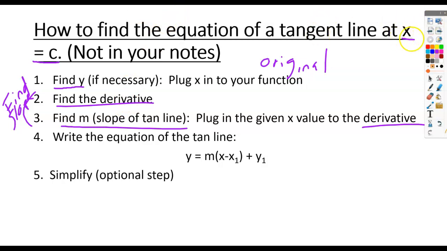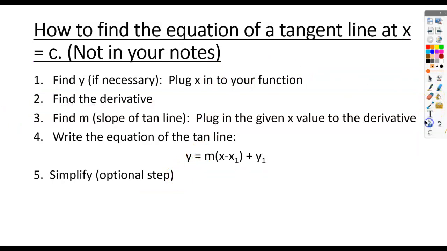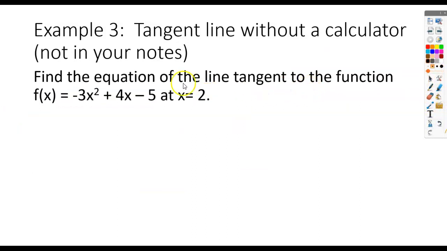I will always give you the x value. You may have to find the y value sometimes. Then you're going to have to find the m. So you'll have the x, the y, and the m. You're just going to plug it in here and simplify if you want to. I'll say it's optional. And you're all done. You've found the equation of the tangent line. So it's pretty straightforward. Let's go ahead and do an example just to make sure those steps come to life for you a little bit.